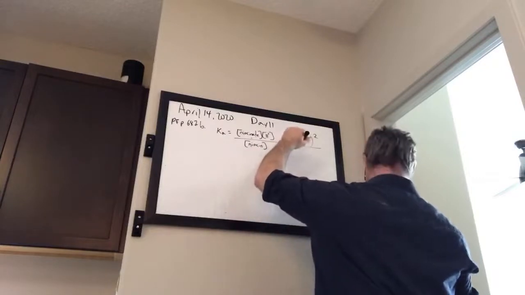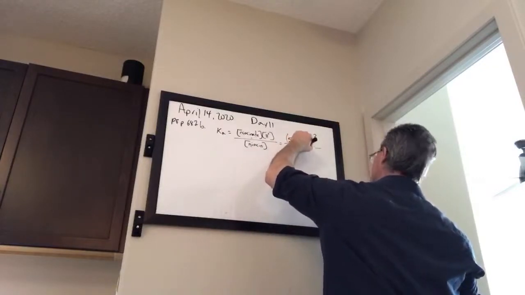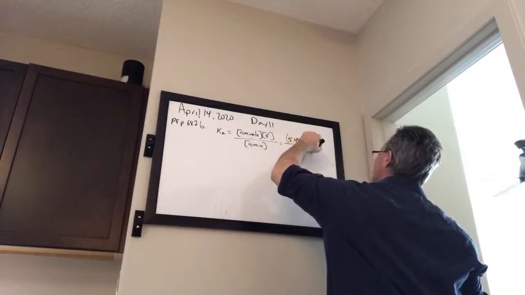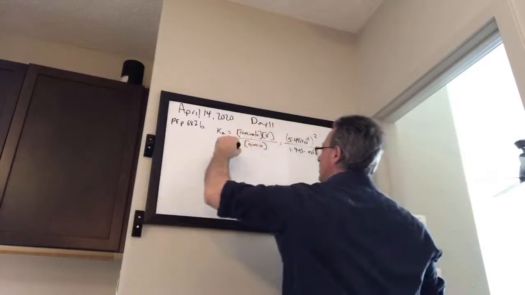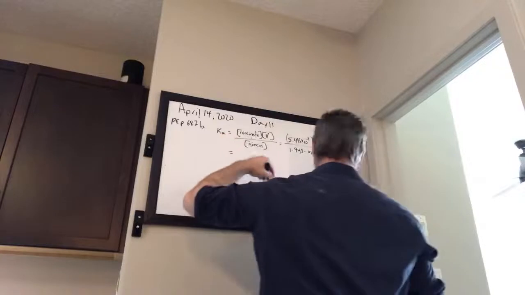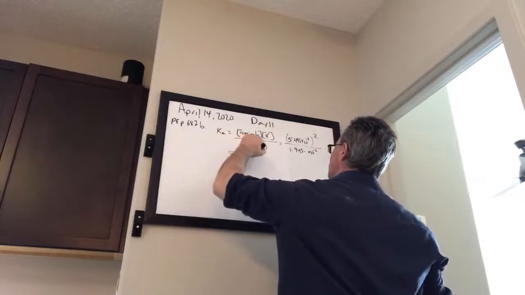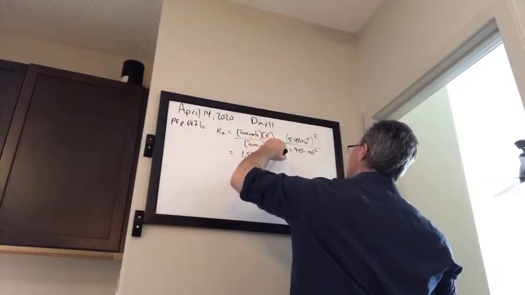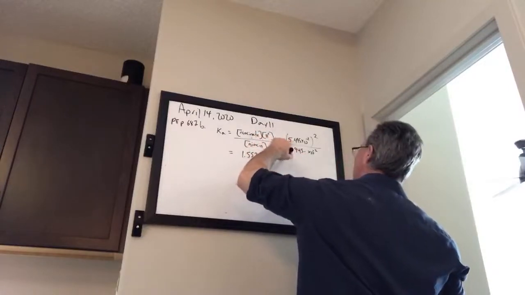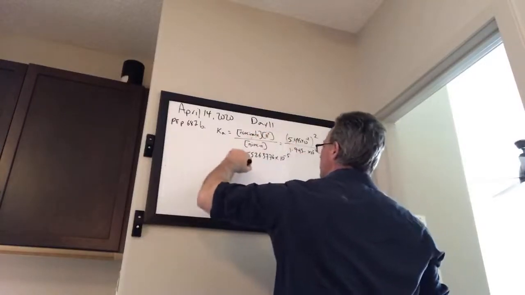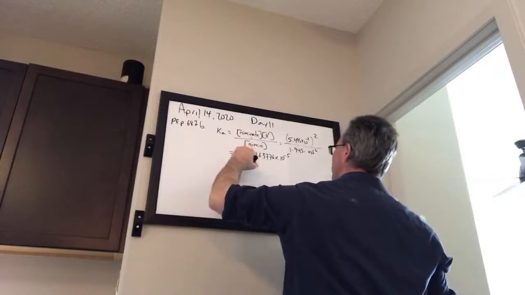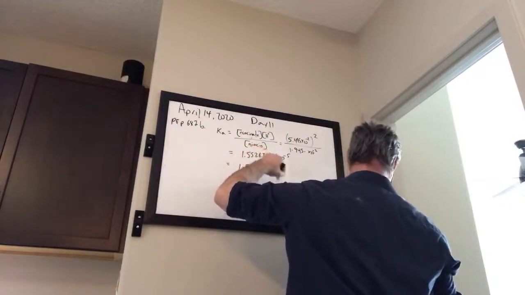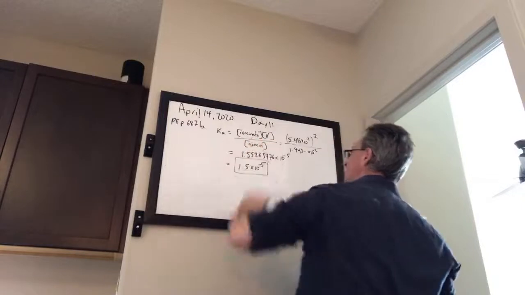So it's 1.945, etc., times 10 to the minus 2. What you get is 1.5526, 3776 times 10 to the minus 5. And normally you report these to only one decimal place, so 1.5 times 10 to the negative 5 is your Ka value for niacin.